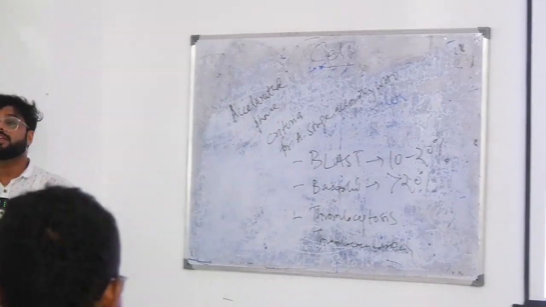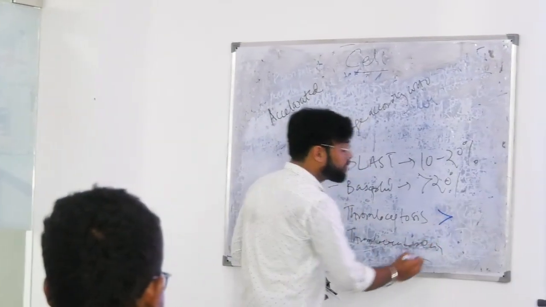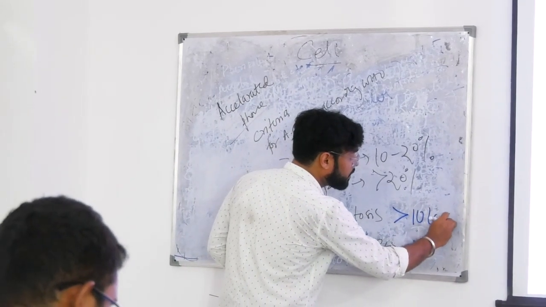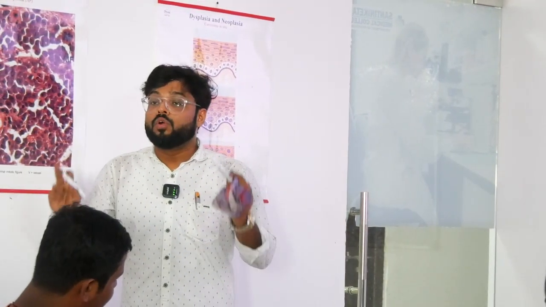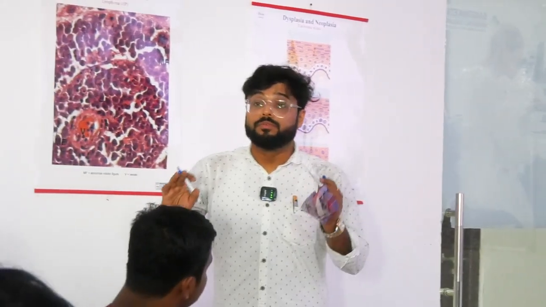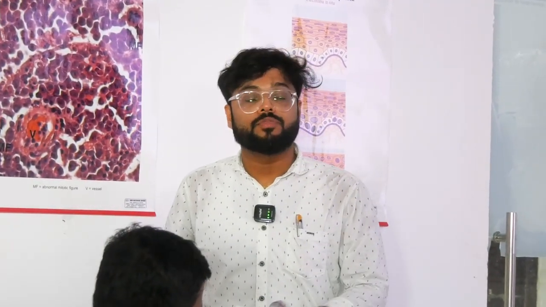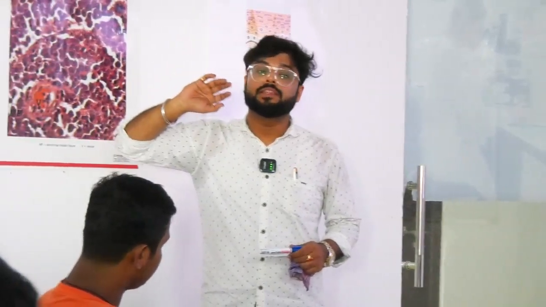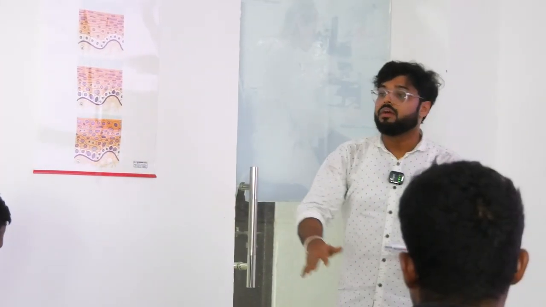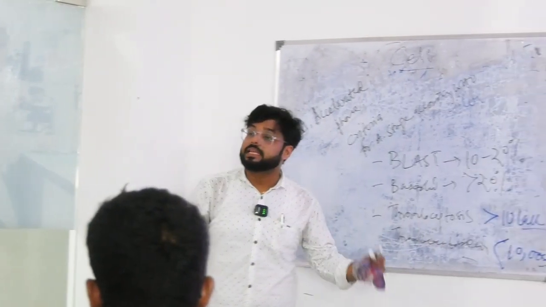There are two terms, thrombocytosis and thrombocytopenia. Presence of platelet more than 10 lakh which is not getting response from treatment, or thrombocytopenia, that is presence of platelets less than 10,000, which is unrelated to the treatment. There are two features: presence of platelet more than 10 lakh, which is unresponsive to the treatment.